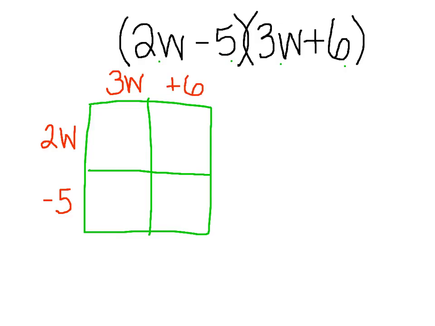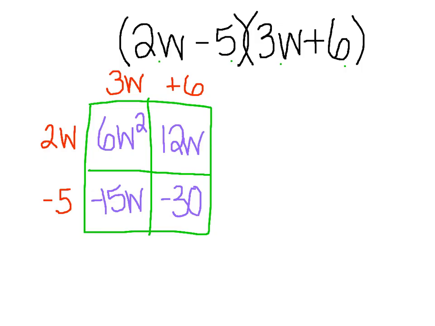Now if we multiply this out, we have 2w times 3w. 2 times 3 is 6. W times w is w squared. And we have negative 5 times 3w. Negative 5 times 3 is negative 15w. We have 2w times positive 6. 2 times 6 is 12w. Then we have negative 5 times 6, which is negative 30.